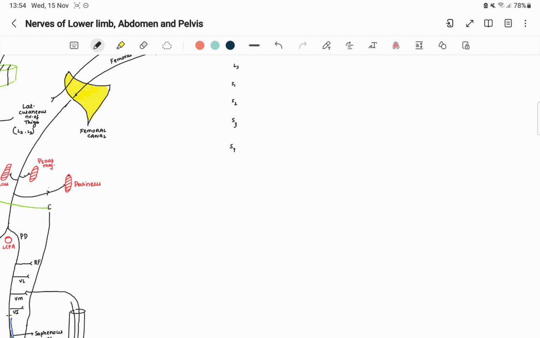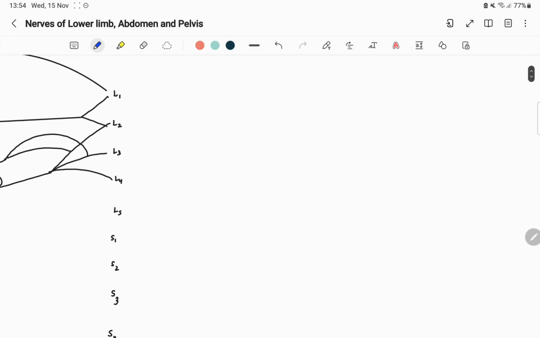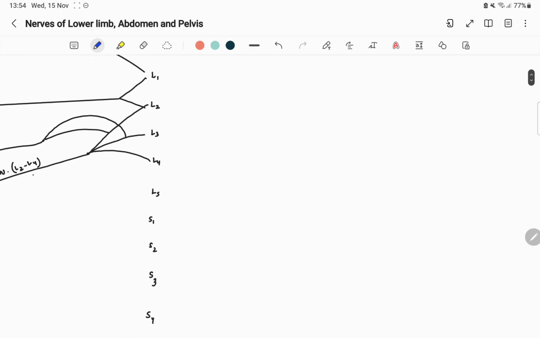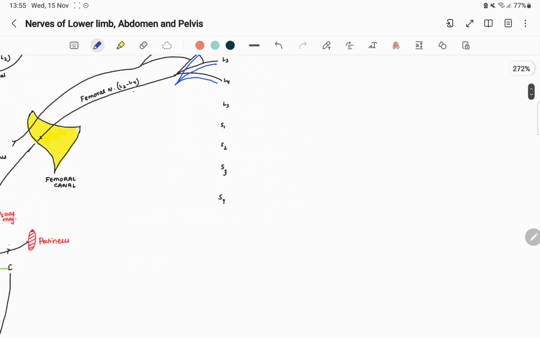Then let's discuss the obturator nerve. The obturator nerve arises from the ventral division. Understood? So L2, L3 and L4, but which division now? It is the ventral division. So this is the obturator.